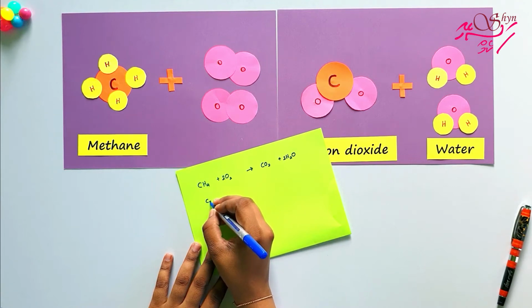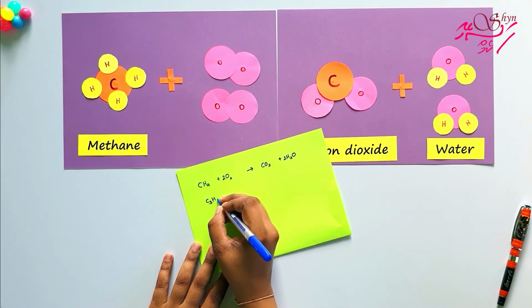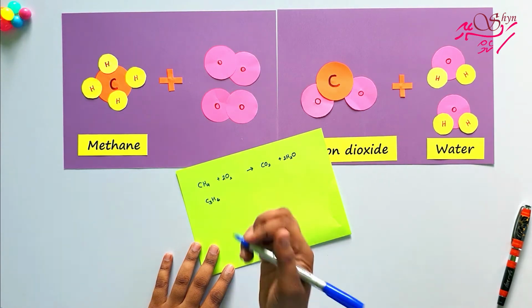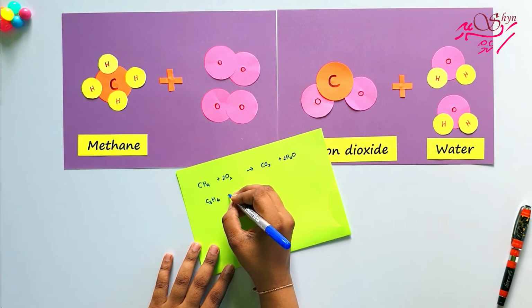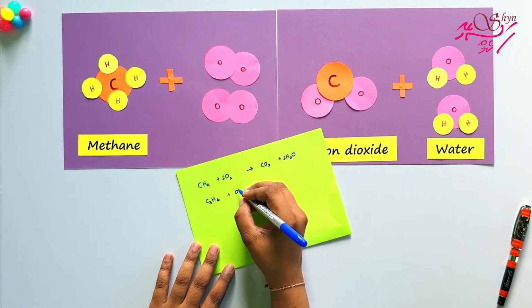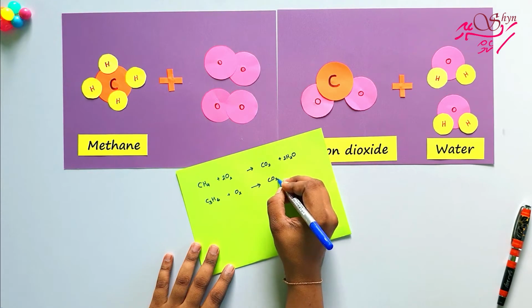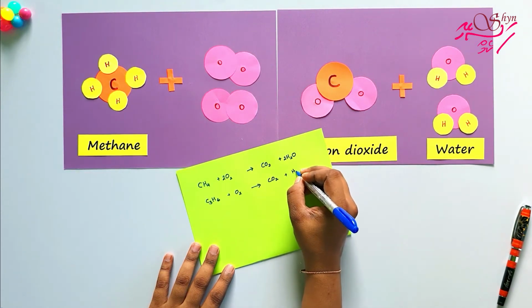Now pause the video and try to write the equation for combustion of propane. Combustion is burning in oxygen, so O2, and complete combustion produces CO2 and H2O.